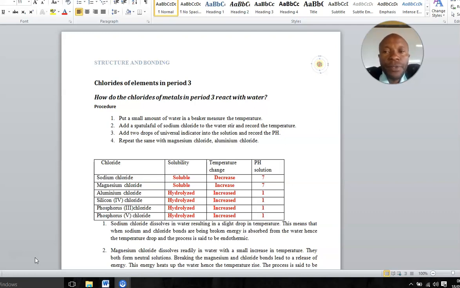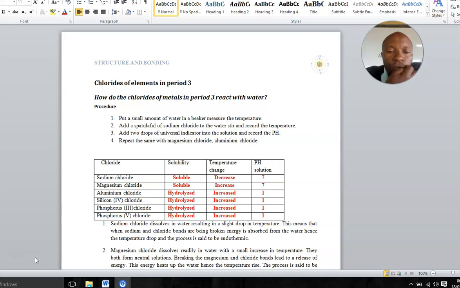So this is something that is supposed to be done in the lab session, but we'll first of all look at it theoretically, and you can check on the ones that are going to be available in the lab. Now if you look at the chlorides, the first chloride there is sodium chloride. Is sodium chloride soluble or insoluble? Soluble. So you just write there on that section where you have that space, soluble.